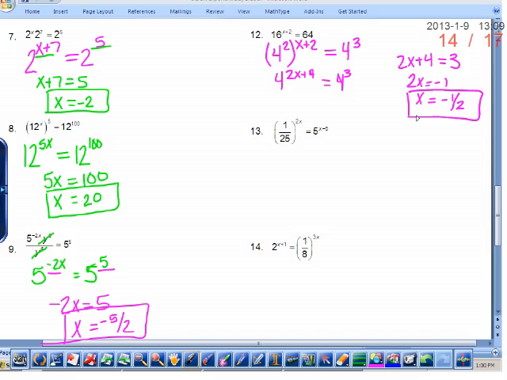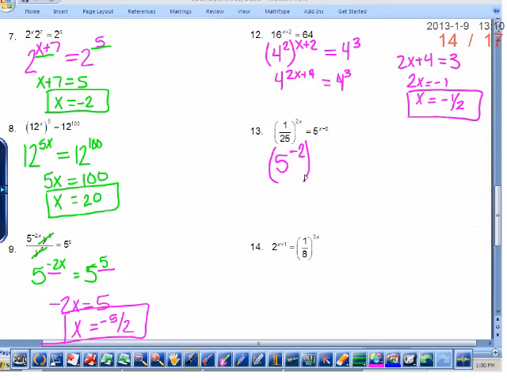What base might we try and use? 5. I would agree. I can rewrite 1/25th as a power of 5. What would my exponent have to be in order to turn this into a fraction? Negative. So I know my exponent's going to be negative. That would flip it to become 1/5. And then to become 1/25th, what would I do? Square it. So it's 5 to the negative 2 power.